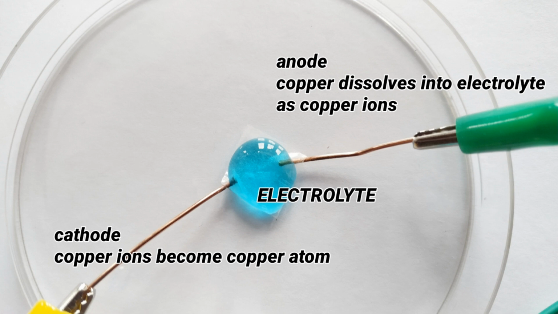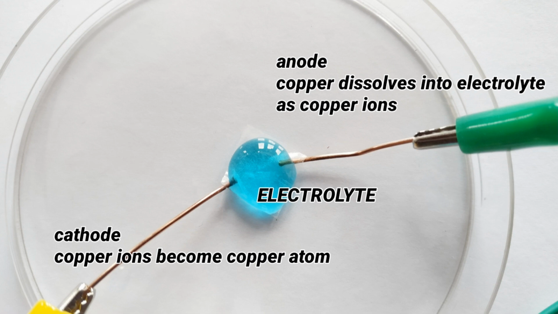Cu2+ ions move to the cathode. There, each Cu2+ ion receives 2 electrons from the cathode and is discharged. And a thin layer of copper is formed over the surface of the copper cathode.